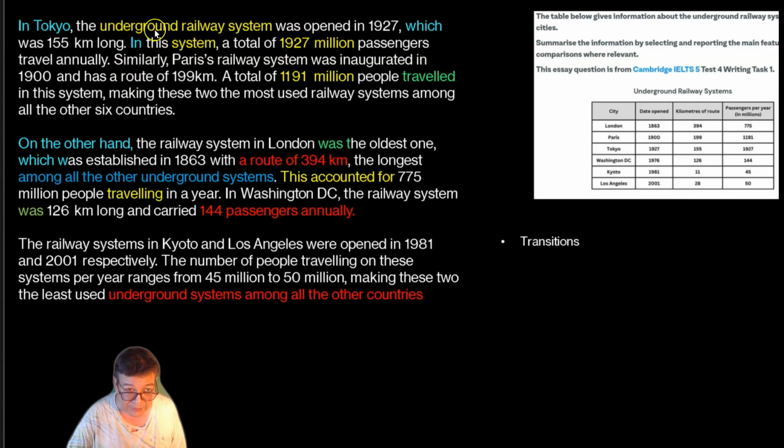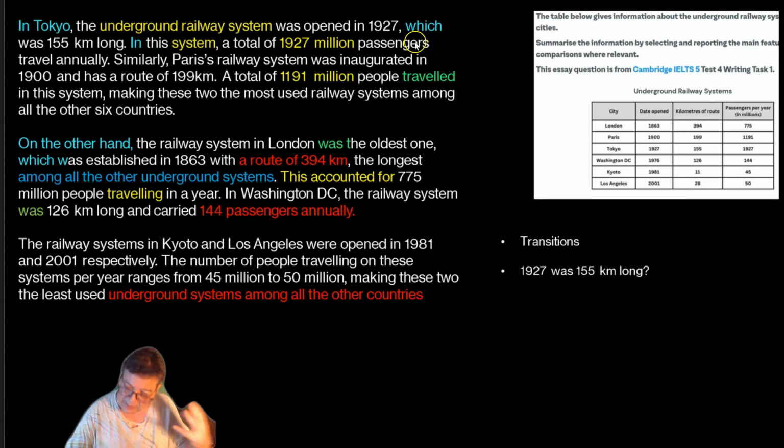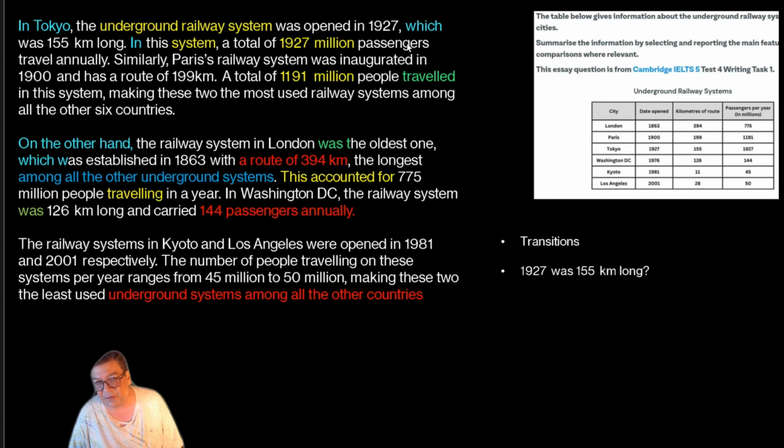Underground railway system, copied again, was opened in 1927, which was 155 kilometers long. Okay, 1927 was 155 kilometers long. When you use your pronoun here, which, our brain automatically looks to the closest noun to it, particularly with a comma there like that. With the comma, we're saying it's a non-defining relative clause. So I think 1927 is 155. Oh, it's not. Okay. In this system, what system? Okay, yeah, the underground one.